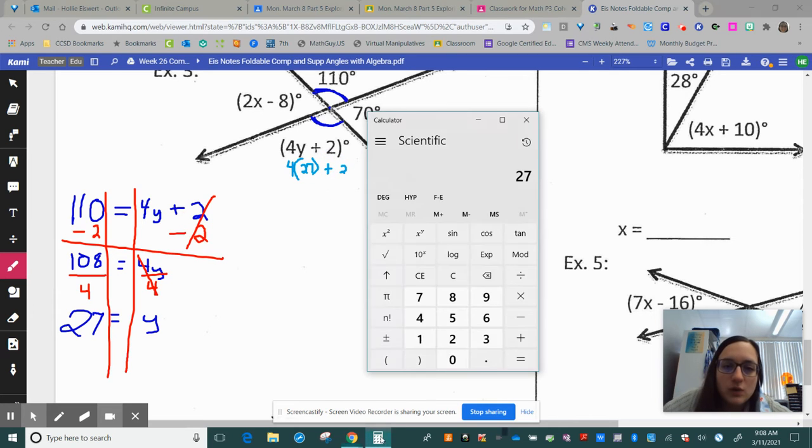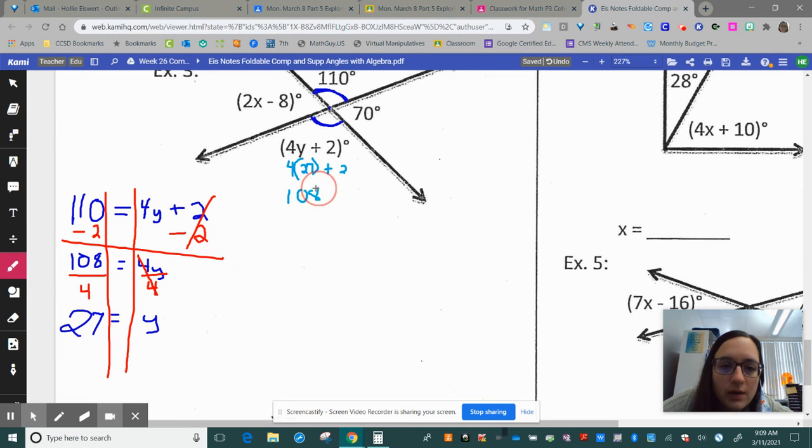So we have 4 times 27. Okay, so 4 times 27 equals 108. Cool. So then we have our 108 plus 2 is equal to 110 degrees. So there we go. Opposites are congruent. They're the same measure. They're both 110 degrees. Cool. So let's find our other missing angle.